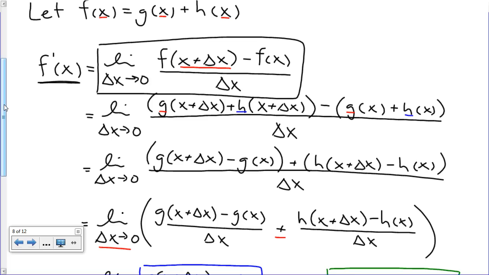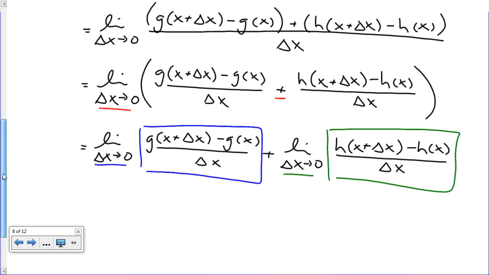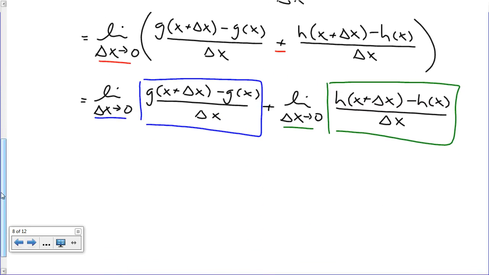So if I have the limit of a forward difference quotient, I can replace that with the derivative of that function. And that's what I'm going to do. I'm just going to use my definition of a derivative function to replace these with what they're equal to. Again, the limit as delta x goes to 0 of this forward difference quotient for function g of x is just g prime of x. And the limit as delta x goes to 0 for this forward difference quotient for function h of x is known as h prime of x. And there is our proof.